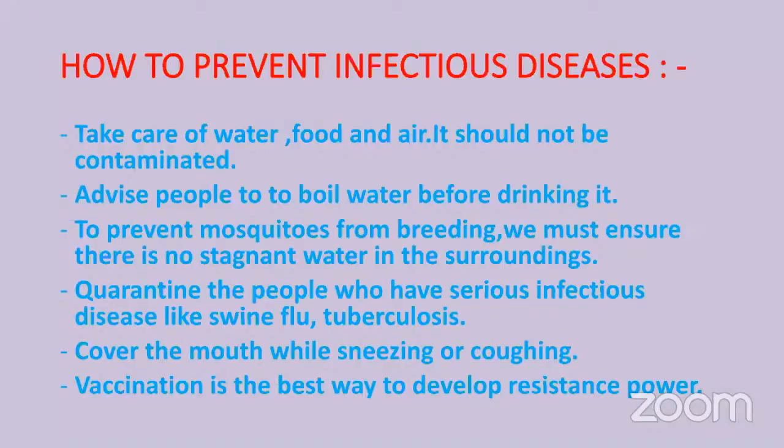To prevent mosquitoes from breeding, we must ensure there is no stagnant water in the surroundings. Stagnant water means water is present in the surroundings, but it is not flowing water. It is standing somewhere. If there is stagnant water in the surroundings, then there will be breeding of mosquitoes. There will be an increase in the number of mosquitoes, and that will cause malaria in the whole area.